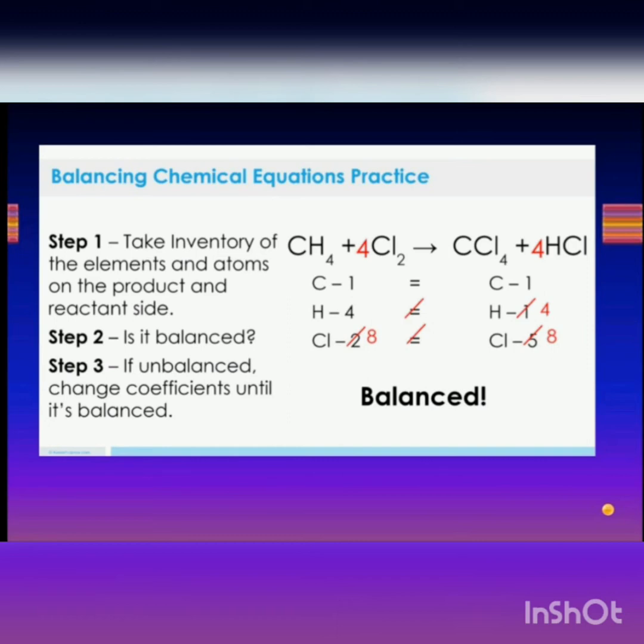Now to balance it, the first step is you can write every element present on your left hand side, one below the other as it is written. C: how many atoms are present on the left hand side? It's 1, so we write 1. Hydrogen, we have 4 atoms of hydrogen on the left hand side. Chlorine, it is Cl2, so we have 2 atoms of chlorine on the left hand side.